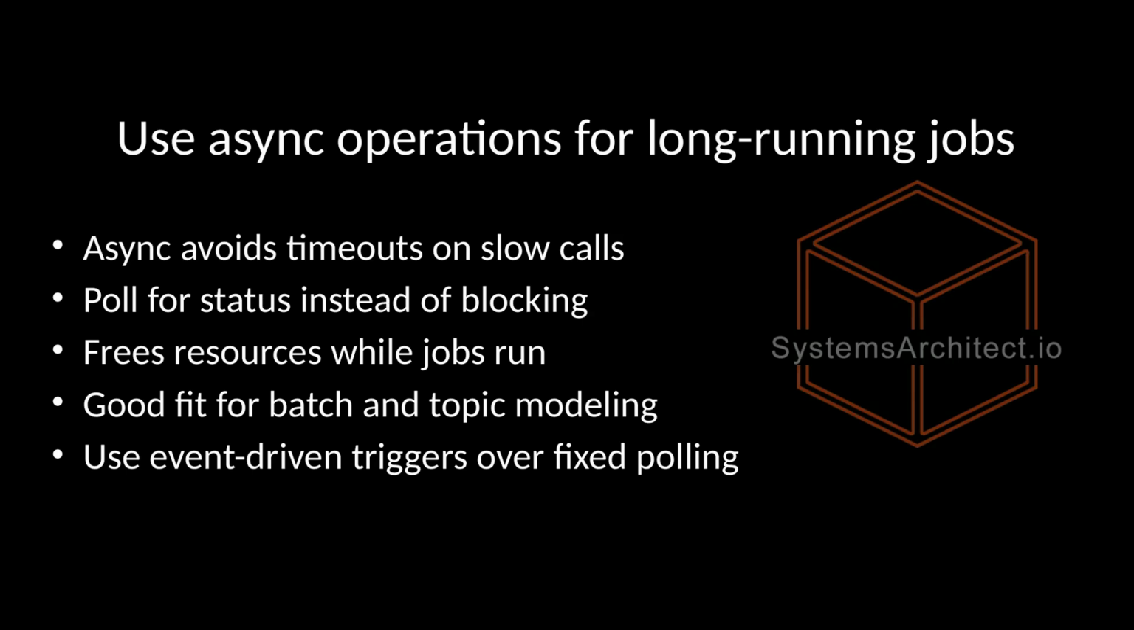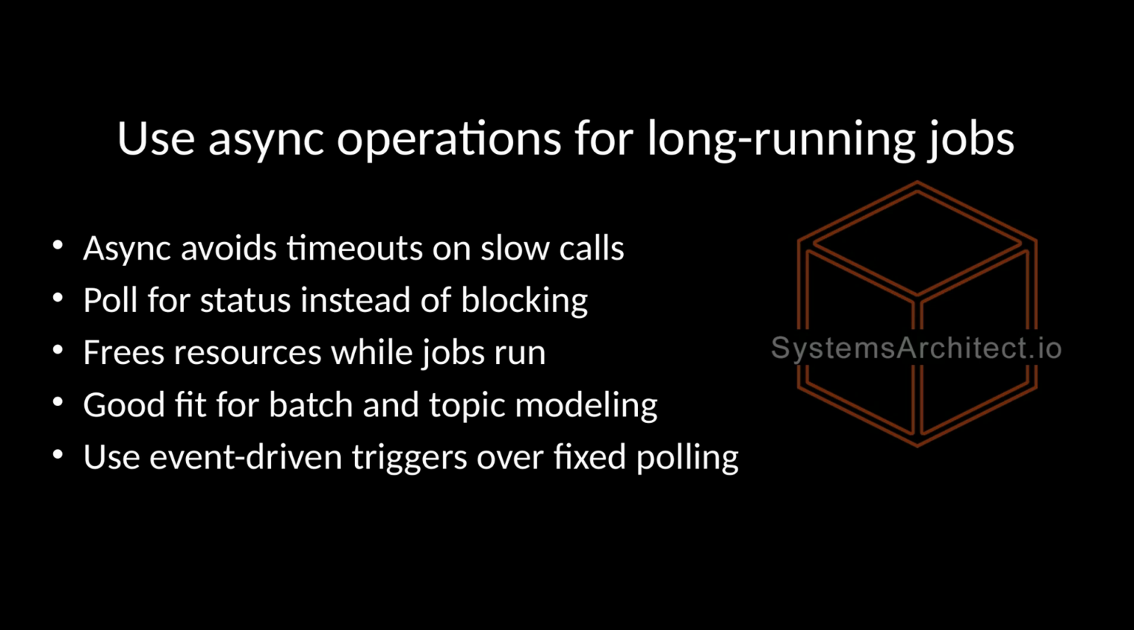8. Use async operations for long-running jobs. Some analysis tasks, particularly on large documents or big batches, simply take longer than a synchronous API call is designed to handle. Comprehend's asynchronous APIs let you submit a job and poll for status. That way, you avoid holding a connection open and risking a timeout.